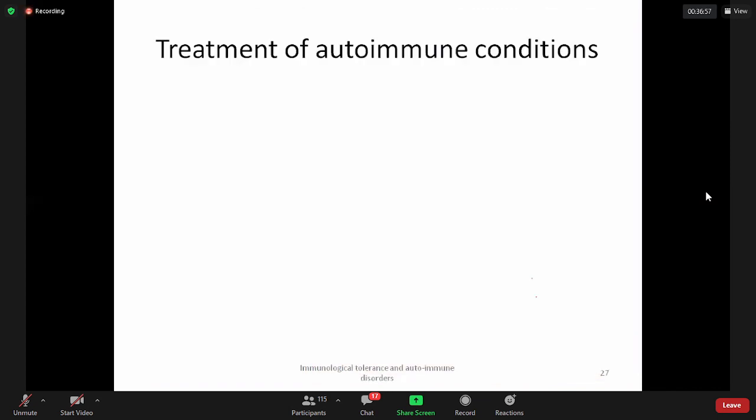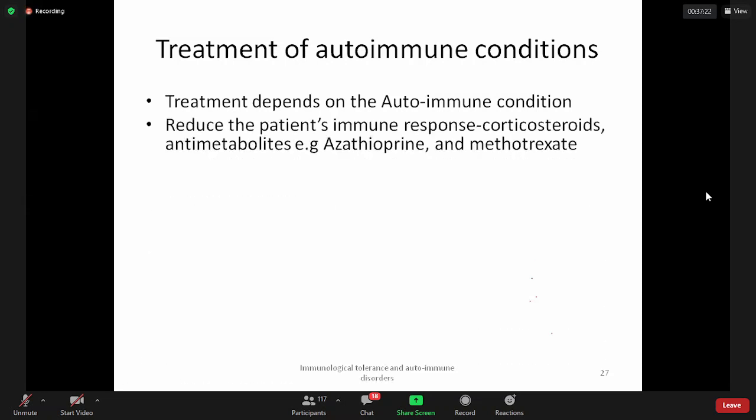How do you treat these autoimmune disorders? Now, treatment, as you can imagine, will depend on the disease, okay? But by and large, the aim of treatment is to suppress the immune response. So we tend to look at the autoimmune condition, but we aim at suppressing the immune response. So sometimes we can reduce the patient's immune response by giving corticosteroids, okay? We can also give antimetabolites.